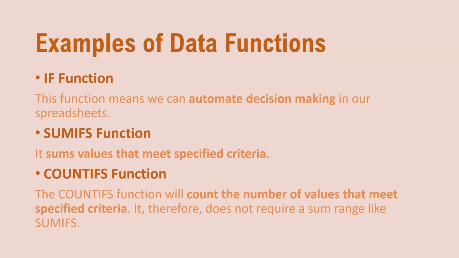We have here some examples of data functions. We have IF function, SUMIFS function, and COUNTIFS function. So IF function. This function means we can automate decision making in our spreadsheet. Next, SUMIFS function. It sums values that meet specified criteria. COUNTIFS function. The COUNTIFS function will count the number of values that meet specified criteria. It, therefore, does not require a sum range like SUMIFS.